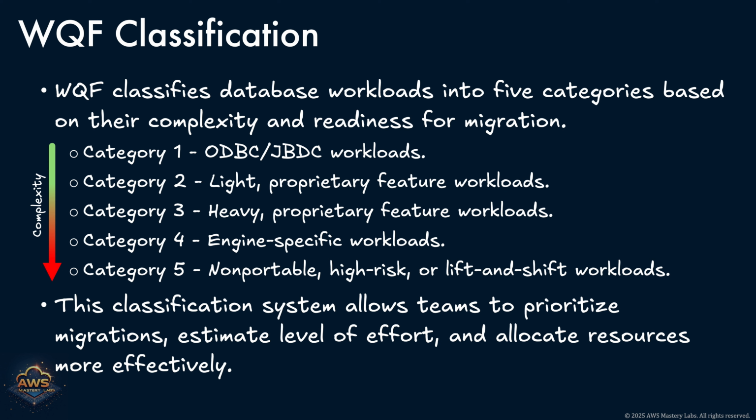Category 4. Some workloads use features that aren't supported at all in the target AWS service, such as certain data types, system-specific stored procedures, or unique indexing behaviors. These require either staying on the same engine via lift and shift or re-architecting the solution entirely.